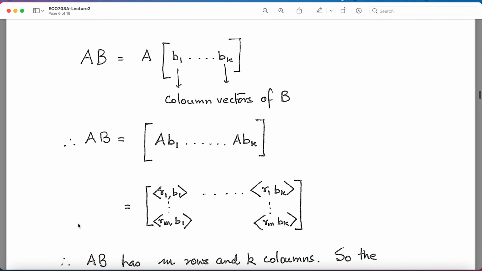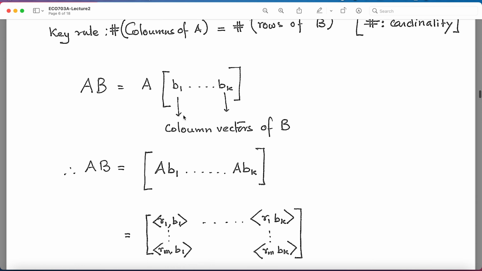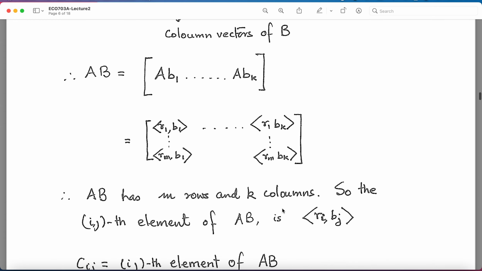Now again, if R1, R2, R3, up to Rm are the m rows of A, then A times B1, by what we have defined earlier, is nothing but R1 B1 down to Rm B1. For example, the kth column here is R1 Bk down to Rm Bk. So an m cross n matrix multiplying an n cross k matrix would give me an m cross k matrix. So AB has m rows and k columns. You see what we did here: we have defined matrix multiplication in this way, and once we have done this, we know how to compute each of these.